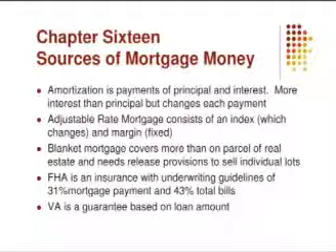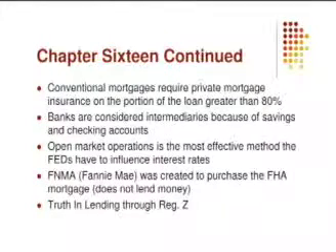The VA is a guarantee based on the loan amount. Conventional mortgages require private mortgage insurance on the portion of the loan greater than 80% loan to value. Banks are considered intermediaries because of savings and checking accounts. The open market operation is the most effective method the Federal Reserve has to influence interest rates. Fannie Mae was created to purchase FHA mortgages. They don't lend money. The Truth in Lending is regulated through Regulation Z of the Federal Reserve Bank.